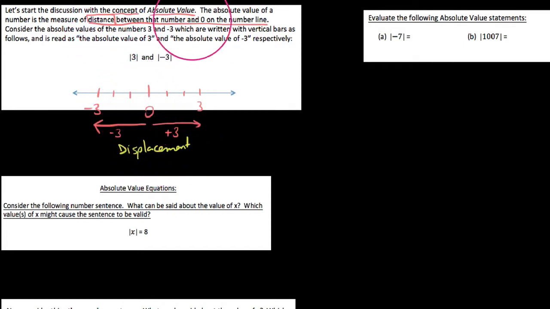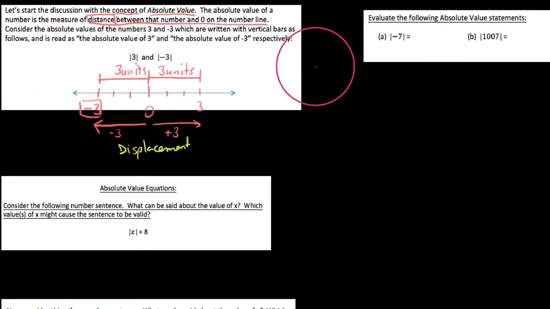The cool thing about distance is this. If I said how far away from 0 is negative 3, it's 3 steps away. And how far away from 0 is positive 3? It's 3 units away. So when you talk about absolute value, it's a measure of distance back to 0, and distance is always positive.